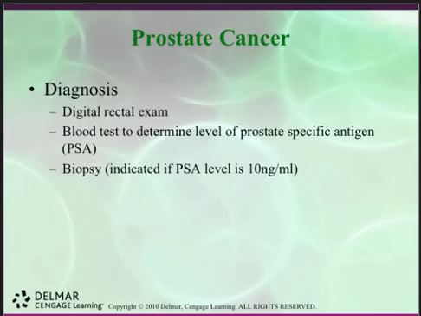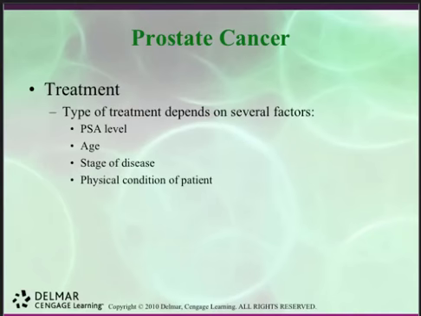Malignant prostate tissue generates more PSA than normal, and as a result, this can be an important marker for diagnosing the condition. The treatment depends on several factors: the PSA level, the age, the stage of the disease, and the physical condition of the patient. The reason that the physical condition is a consideration is that the side effects of aggressive treatment may be worse than the disease, and as a result you may want to forego treatment of the condition.